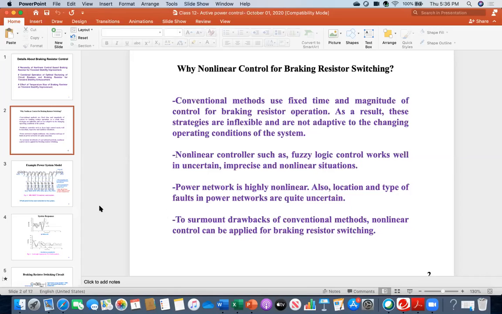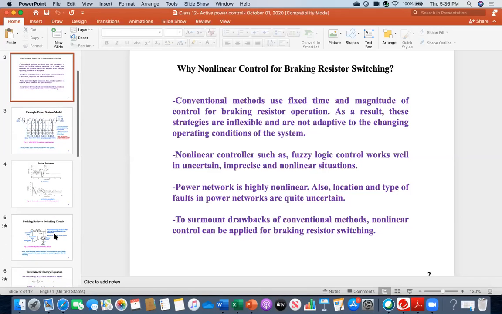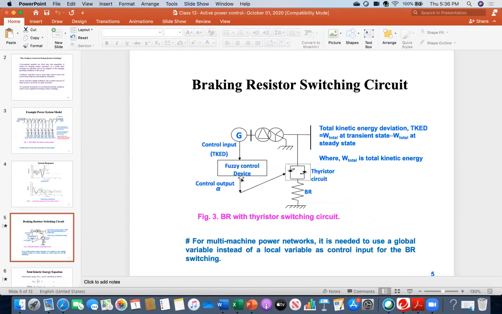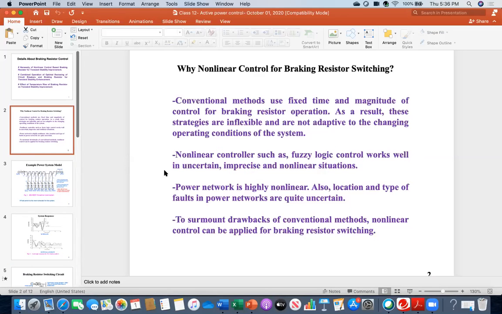That is the reason, as you probably noticed, that I showed it in several pictures, for example here, the fuzzy control device. Fuzzy control is a nonlinear control, so it can handle all uncertainties well. Therefore, to overcome those drawbacks of conventional methods, a nonlinear controller can be applied for braking resistor switching.